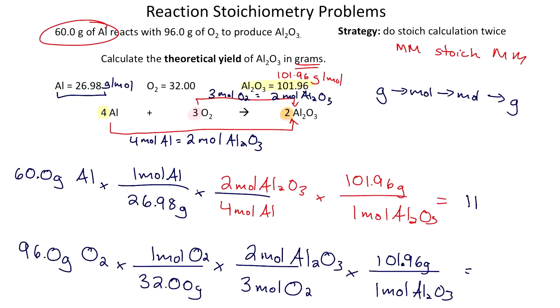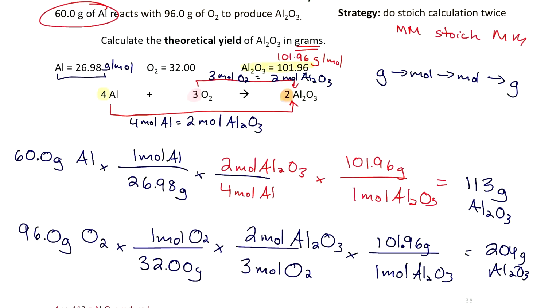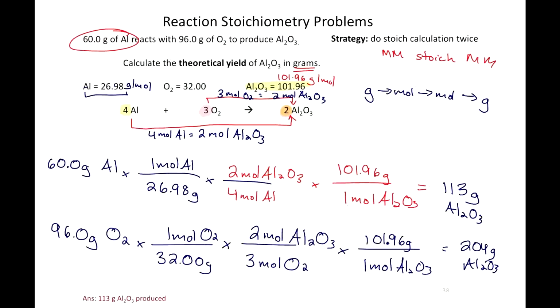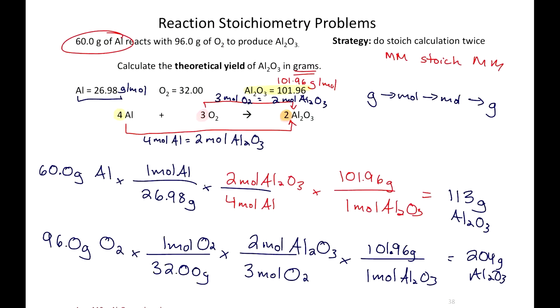So this first one's 113 grams of Al2O3. And then the second one is 204 grams of Al2O3. So we have 2 gram amounts, but only one of them is correct. Which one is the correct one? The smaller one. Yes, the smaller one.